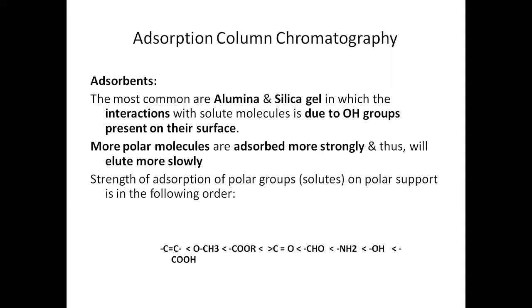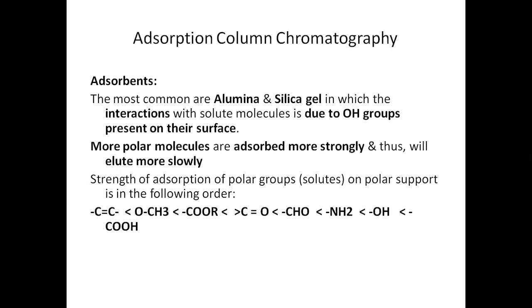here in this particular slide is, first of all, let us talk about the adsorbents. Now, the most common types of adsorbents that are used in adsorption column chromatography are alumina and silica gel, in which the interactions with solute molecules are due to the hydroxyl groups that are present on the surface of alumina and silica gel.